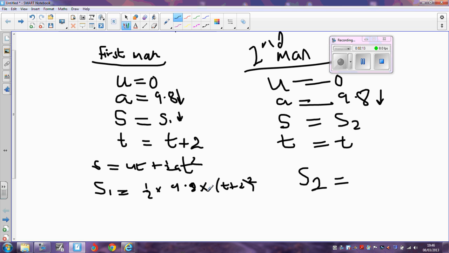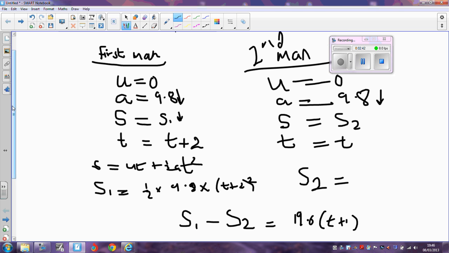The difference between the heights for the two of them is just going to be S1 minus S2. I'll leave you to figure that out, and it comes out as the answer in the back of the book, 4.9 multiplied by 4t plus 4, but that factorizes to 19.6 multiplied by t plus 1. I'll leave you to do the algebra bit there.